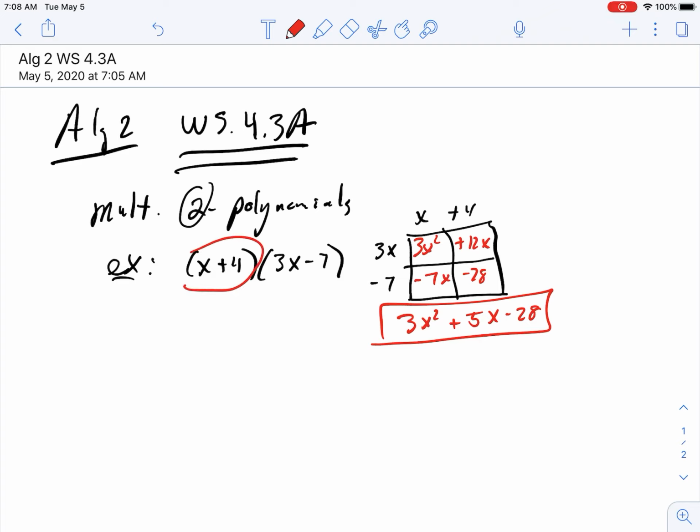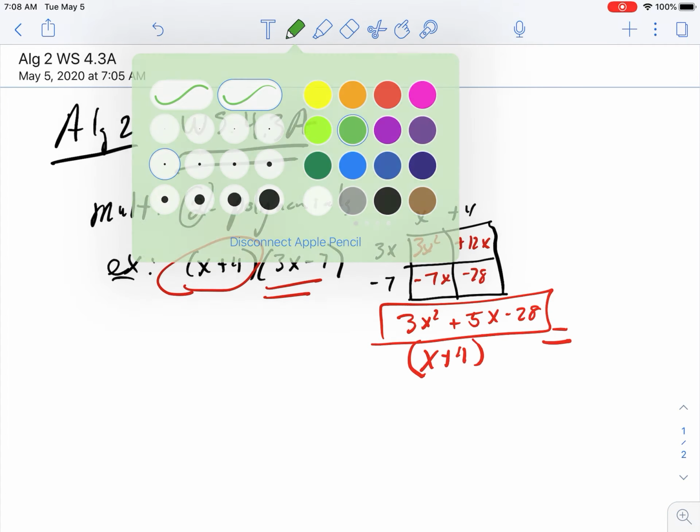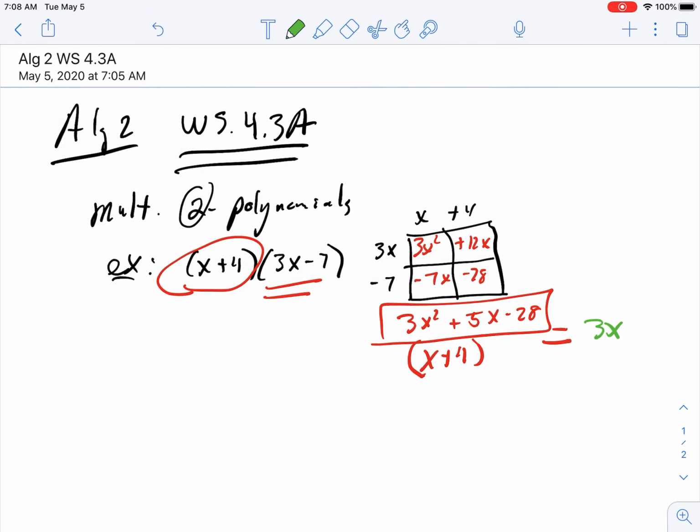Now the next question is going the reverse direction. For example, if I took one of these and I divided out x plus 4, what would that equal? Obviously, I'm going to end up with 3x minus 7 if I divide out. So the question is how we do something like that.